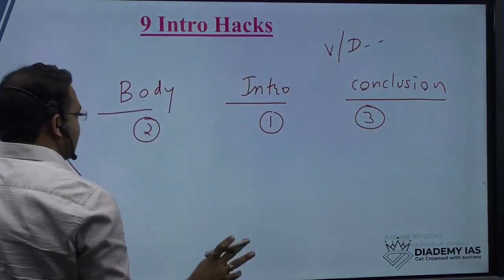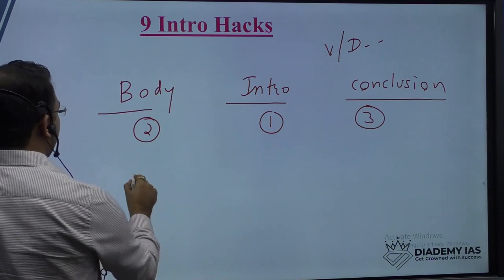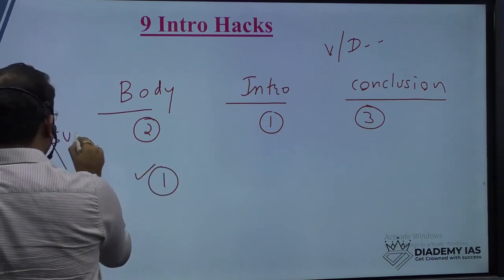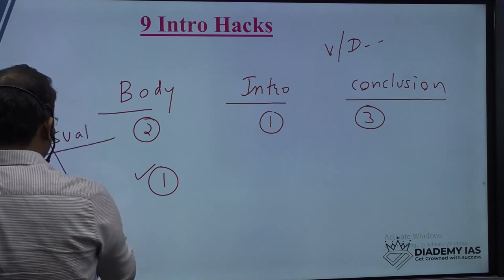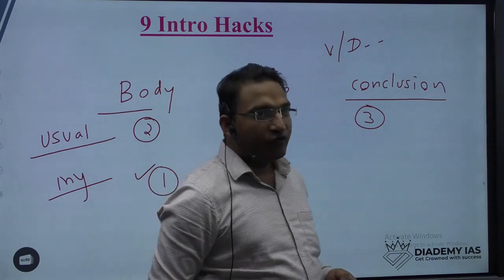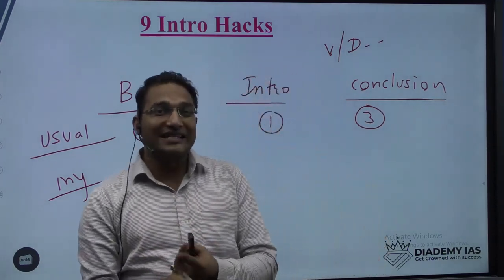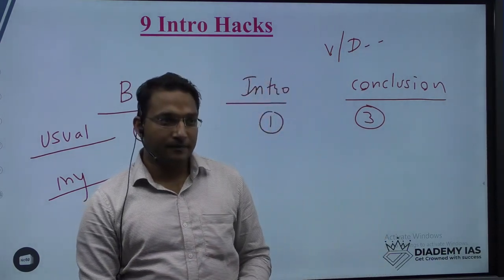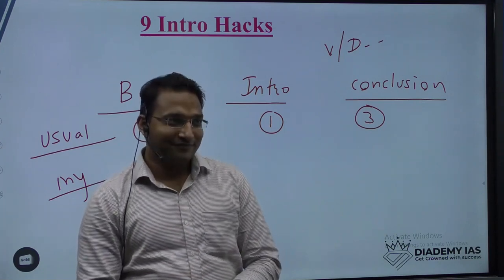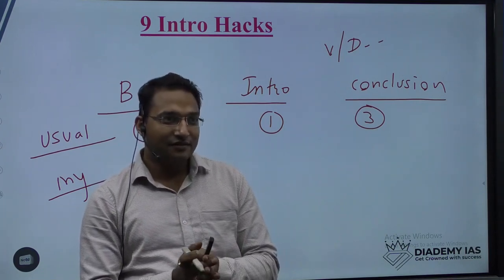My invitation is, first think about the body part. This is how we usually do. This is my recommendation. First think about the body. What exactly are you going to write in the body part? Now what are the benefits? Why I'm saying so? Any idea?